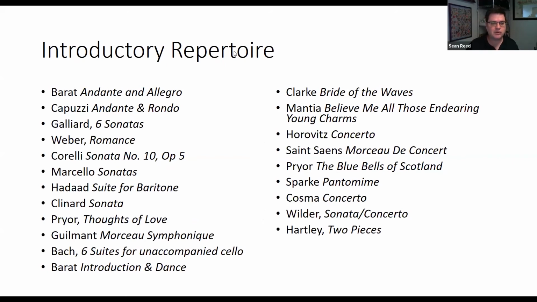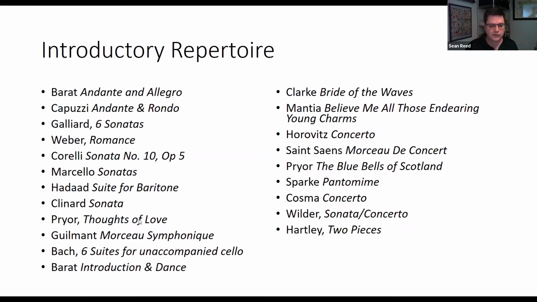Here's some introductory repertoire. This Barat Andante and Allegro, for example, is very famous. Any trombone player knows this piece. People who play euphonium know this piece. This is that Paris Conservatory repertoire I was talking about. There's a lot of Baroque pieces, Galliard, Corelli, Marcello. You'll find those on IMSLP. I'm going to mention that later.